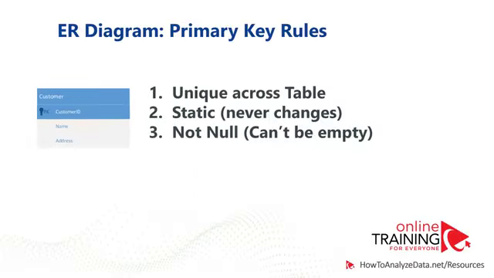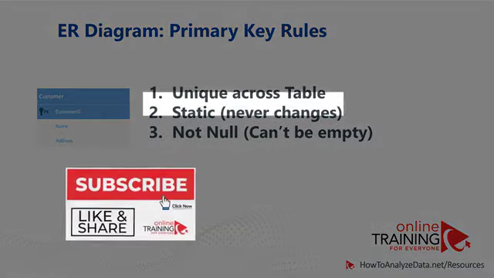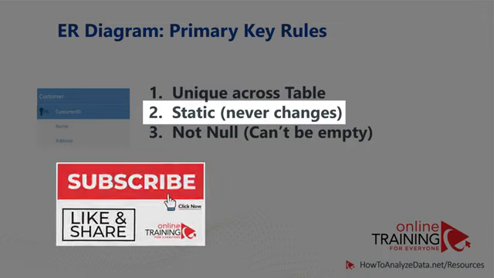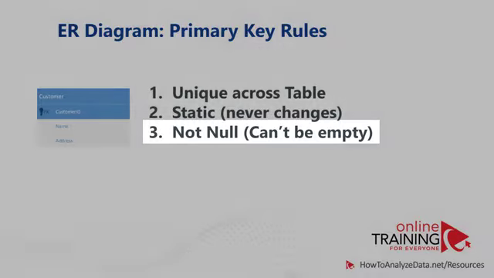There are a couple important rules related to primary key. Primary key is unique across the particular table. Primary key is also static, it never changes. And the third rule is primary key cannot be null. The value of primary key cannot be empty.